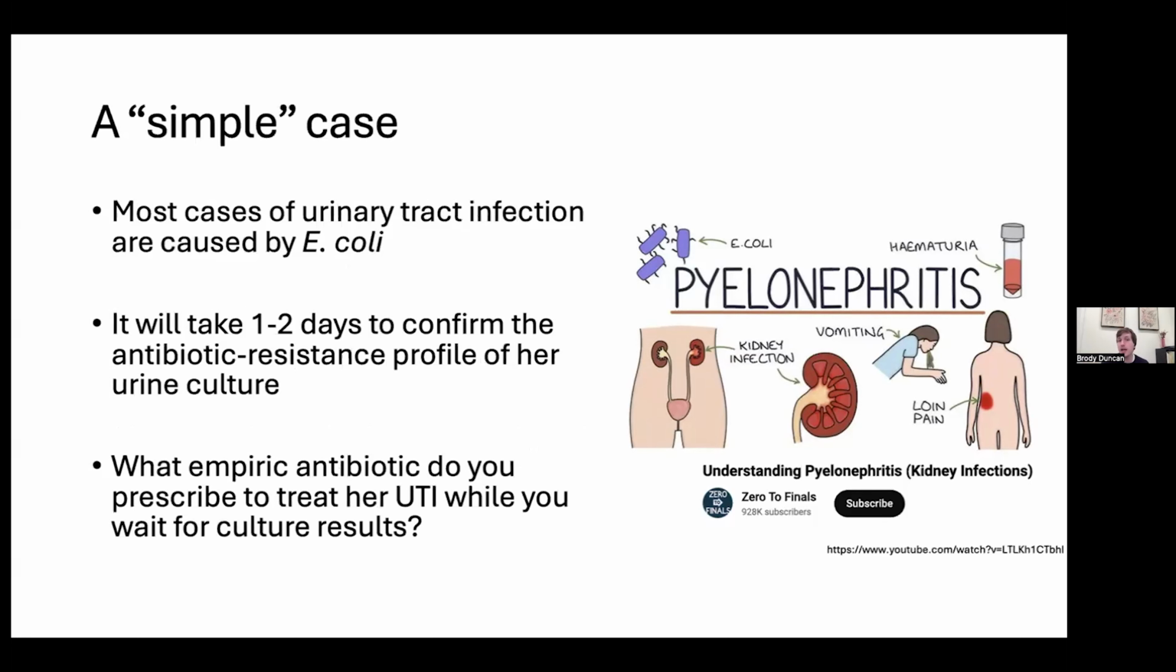And most cases of UTI are caused by E. coli. That is true around the world and especially in Canada for our otherwise healthy people out in the community. However, it usually takes a day or two for us to confirm the antibiotic resistance profile of a urine culture because we have to wait for it to grow and then we have to wait for the susceptibility test. So then, the question from a clinical point of view is what empiric antibiotic do you prescribe to treat your UTI while you wait for those culture results to decide the definitive treatment.